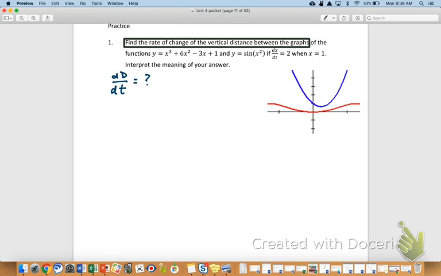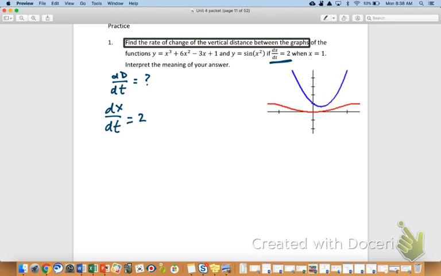Did you guys see any other rates? dx dt is 2. Yeah, for the first time, the word rate wasn't in there to describe the other rate, but that certainly is another rate, dx dt. So that's a very easy interpretation. It means the rate of change of the x-coordinate is 2. It's basically the rate that we're moving across these graphs.